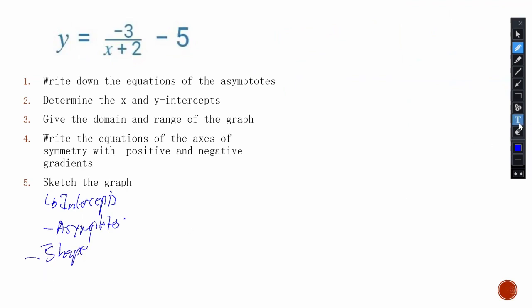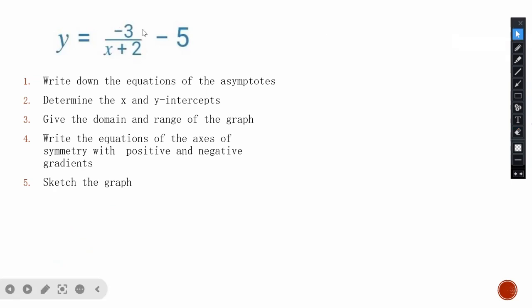So 3 things that you need to be aware of: intercepts, x and y intercept, asymptote, your vertical and your horizontal asymptote, and the shape, right? Is it on the first quadrant and third quadrant, or on the second quadrant and fourth quadrant? Based on our value of A, we can tell that it's second and fourth quadrant. So let's have our sketch.